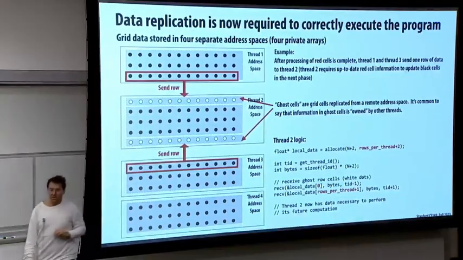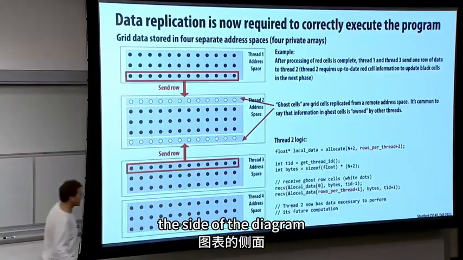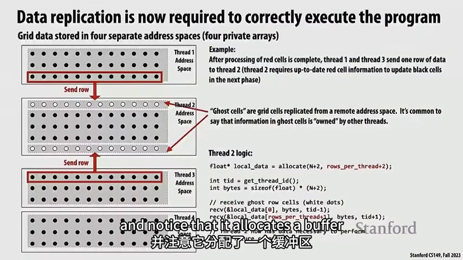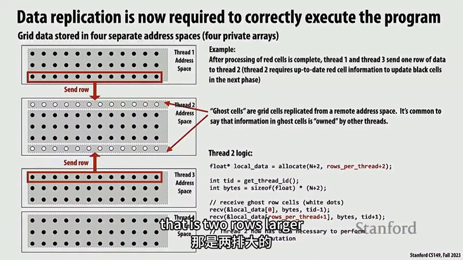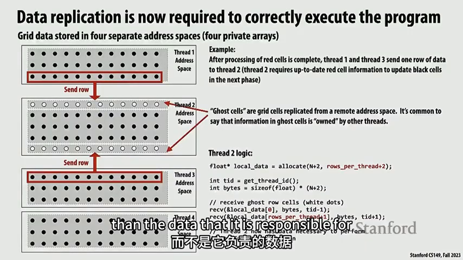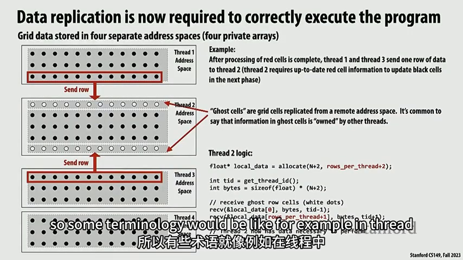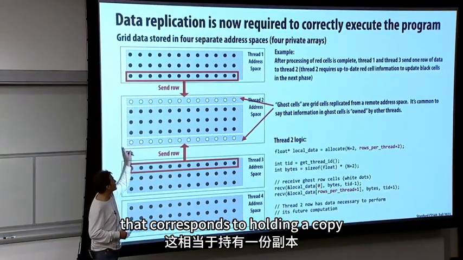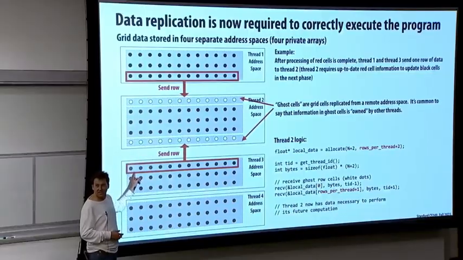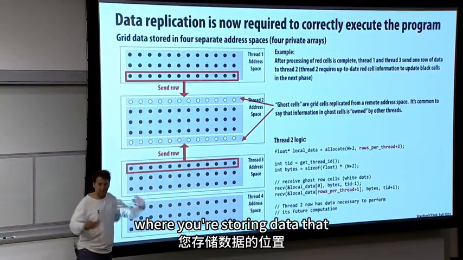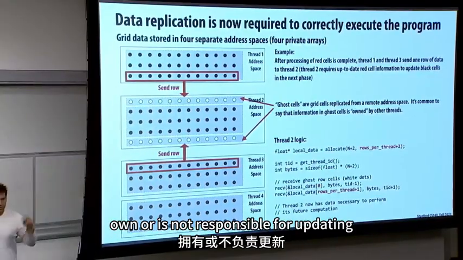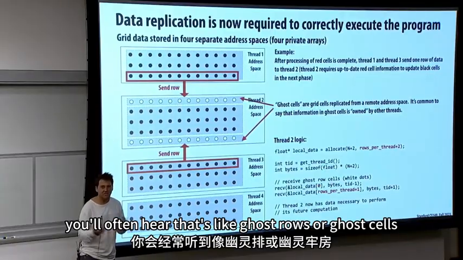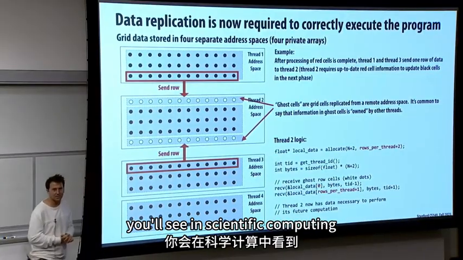store in this row. And if you look at my code on the right side of the diagram, this is the logic that every thread is executing. And notice that it allocates a buffer that is 2 rows larger than the data that it is responsible for. Okay? So some terminology: for example, in thread 2, there's an extra over-allocation that corresponds to holding a copy of this data. So this extra over-allocation, where you're storing data that the thread doesn't own or is not responsible for updating, you'll often hear called ghost rows, ghost cells, or ghost values. That's a common thing you'll see in scientific computing.